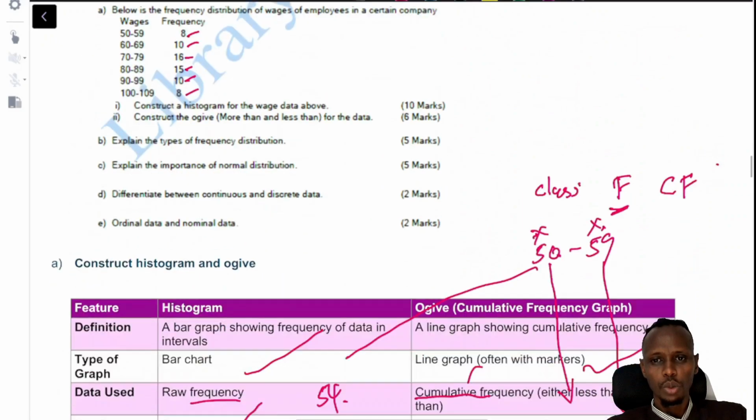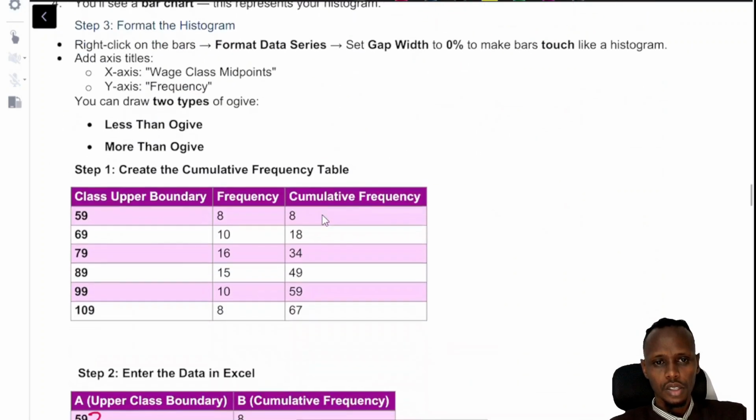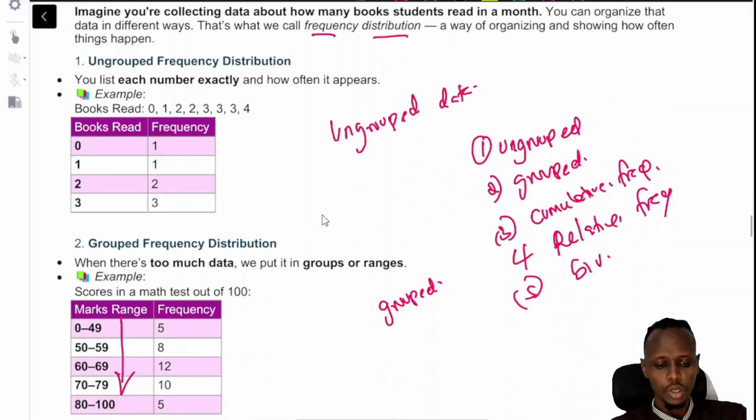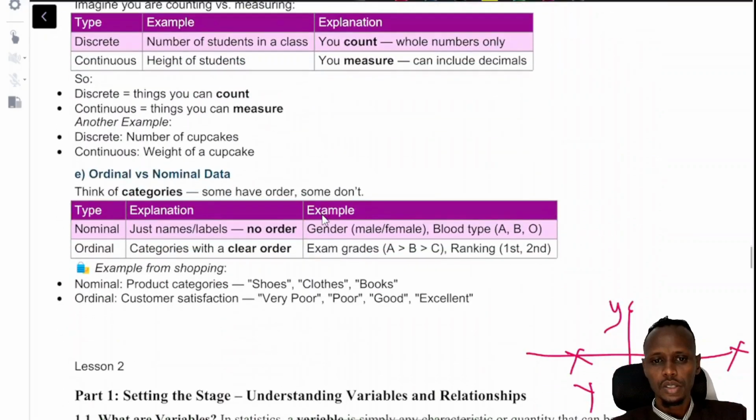So today we will learn something to do with, this is our lesson 2. So let me open, please give me time to open lesson 2. This is our lesson 2.